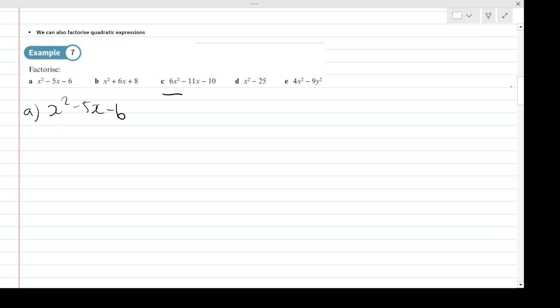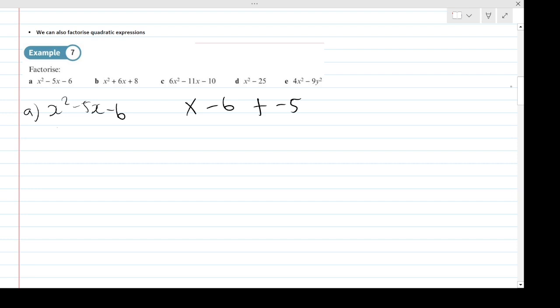For example, in part C, we have 6x squared. But if you just have 1x squared, or x squared, what you can simply do is consider the factors of minus 6, right? So we want two numbers that multiply to give minus 6 and add to give minus 5. So I'm reading off the coefficient: multiply to give the number at the end, so minus 6, and add to give minus 5, the coefficient on the x. Okay, so hopefully that should refresh your memory.